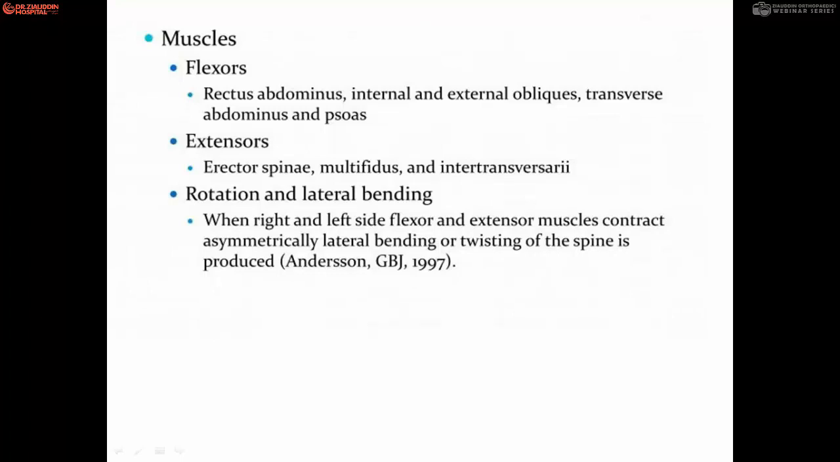If you look at the muscles of the vertebral column, there are flexors which are present anteriorly. There are rectus abdominis, internal and external oblique muscles, transverse abdominis and psoas muscles. And there are extensors which are present posteriorly. They include erector spinae, multifidus, and intertransversarii. The basic function of these muscles is rotation and lateral bending. When the right and left flexor and extensor muscles contract asymmetrically, there's lateral bending or twisting of the spine.